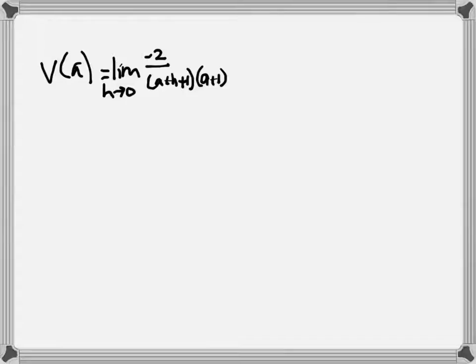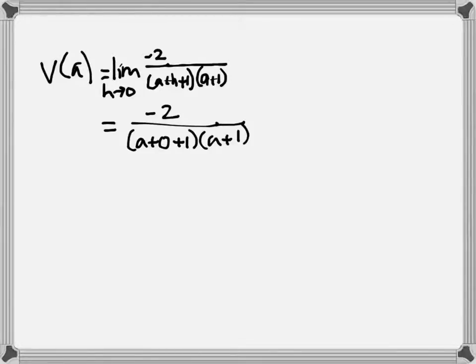Plug in 0 for h, right? I've gotten rid of the h that was causing problems. The h that's in here now, if I put a 0 in there for h, it's not going to cause any problems. So I'm able to actually let the h value here be 0. You no longer have to write the limit in front of it. As soon as you plug in 0 for h, you do not need the limit as h approaches 0 anymore because you've allowed it to be 0.